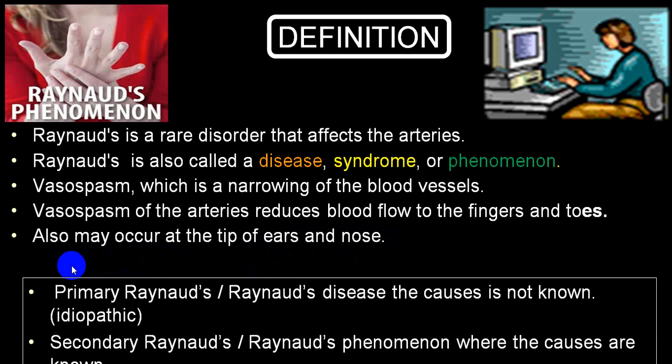Primary, where we don't know the etiology, is also called idiopathic or primary. We can call that primary Raynaud's or Raynaud's disease, where we don't know the exact etiology. While in secondary, we call it secondary Raynaud's or Raynaud's phenomena, where the causes are known and there are multiple different causes which may lead to Raynaud's phenomena. So indirectly, Raynaud's disease is always primary, while in secondary there are multiple different conditions which can produce Raynaud's phenomena. We'll be going through that one by one.